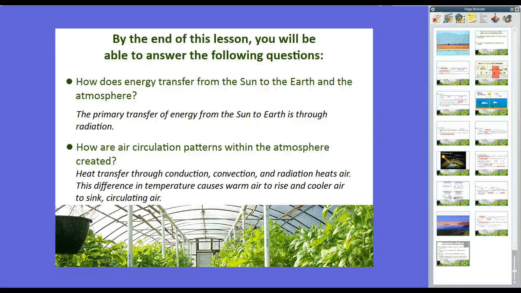All of those heat air. And as the air gets heated, it rises because of a difference in temperature. The warm air rises, and the cool air goes down to replace it, circulating. This circulation of air is what we call wind. And we'll talk about wind currents in the next lesson.